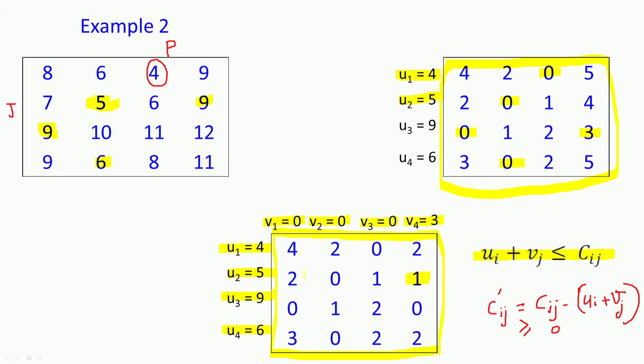Now, we look at this matrix and then we make assignments. The first row has only one 0, so we could make an assignment here. The second row had only one 0, so we could make an assignment here, and then this goes.